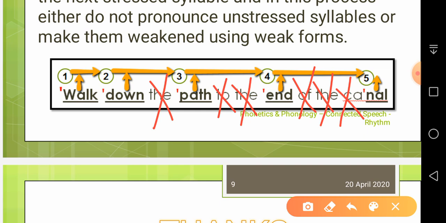Okay, now we are going to simply listen: walk down path and canal. So what does it mean? Where have these unstressed syllables gone? Either just slurred over, elided, or dropped. So that's why sometimes when we listen to native speech, we can't understand it. Sometimes it is not intelligible to foreign learners or students, because we can't understand what's happening.